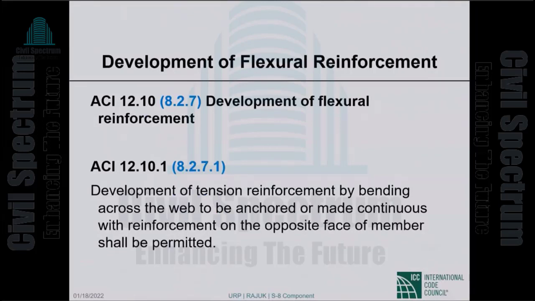Okay, now it's a different topic, development of flexural reinforcement. If we are going to take a 5-minute break, I think this is a logical point. So let us take exactly 5 minutes. It is 17 after by my watch. So we'll come back at 22 after and continue.